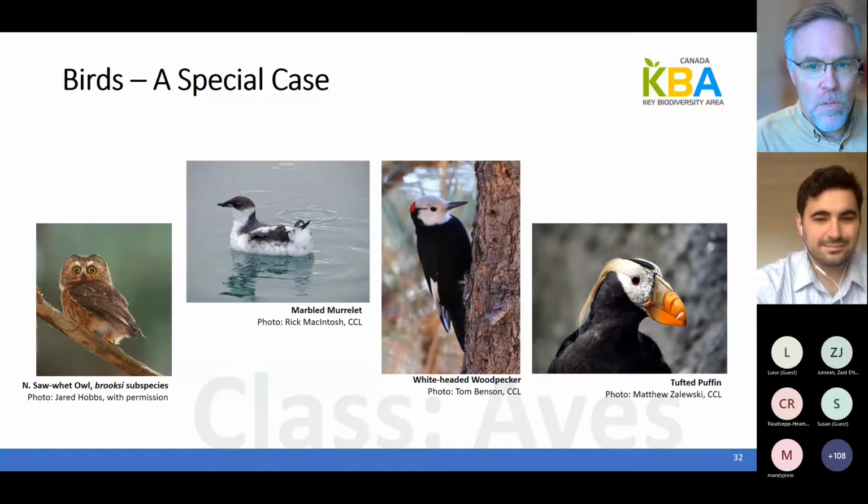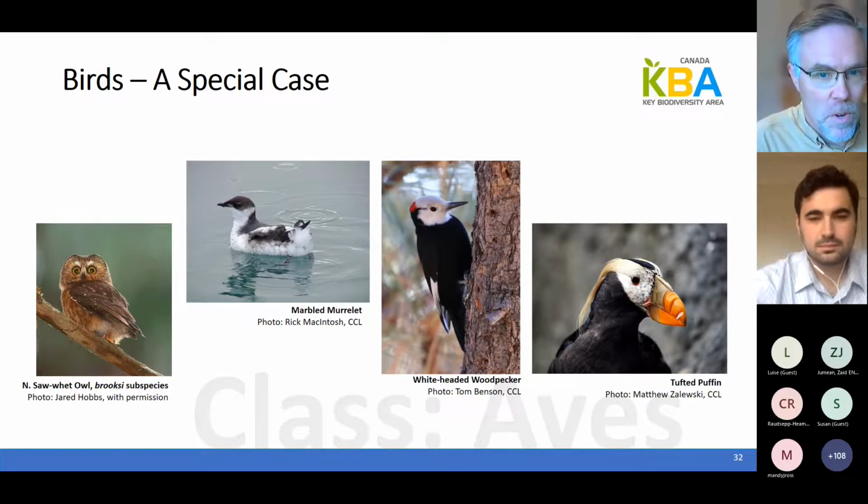Birds are a taxon receiving their own special approach to KBA identification, but must meet the same rigorous criteria.